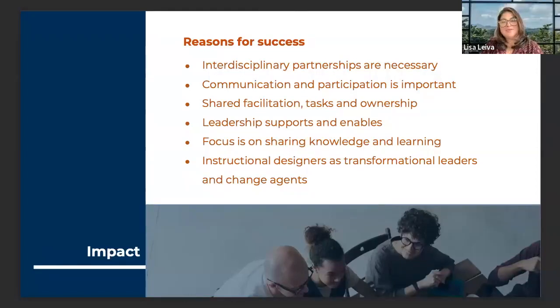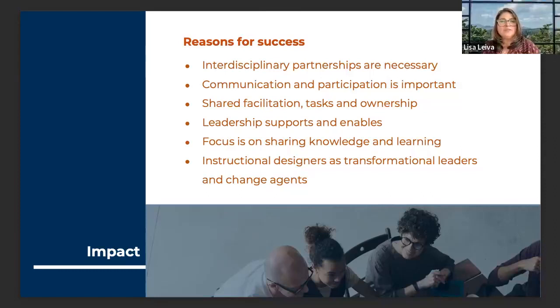Some of the reasons that we were successful with this event: it's important to partner with different disciplines in our schools because we all have different perspectives to share. We learned that communication is important because we learn so much from each other and what's happening throughout the university. We also learned about delegating tasks to share the work and provide professional development opportunities to our members who don't usually have these opportunities to share their expertise.